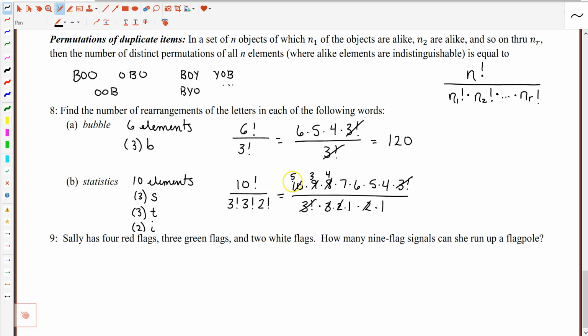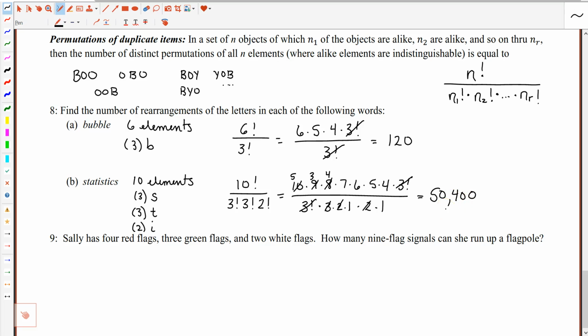In my calculator, I could do 5 times 3 times 4 times 7 times 6 times 5 times 4. Just be very careful when you key all that in, in terms of who is left behind. So you get 50,400 possible ways of rearranging those letters.